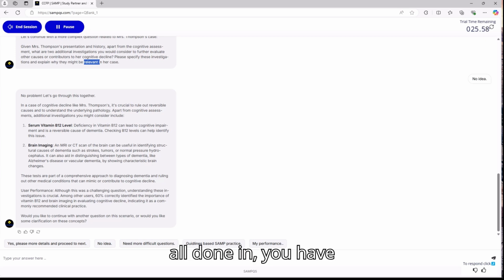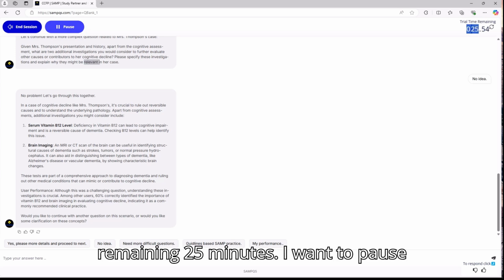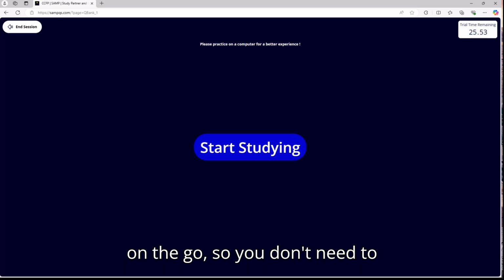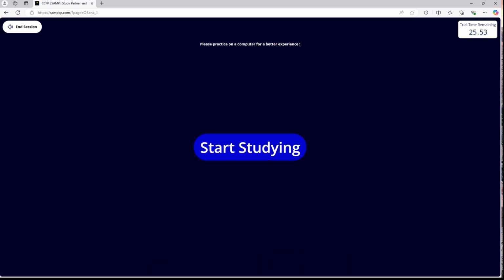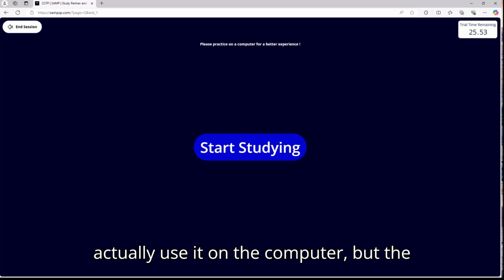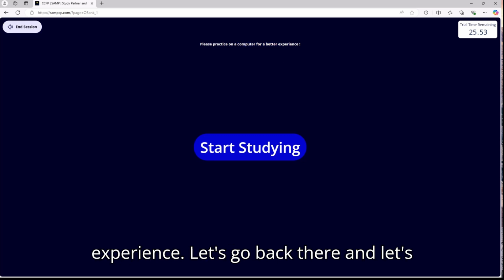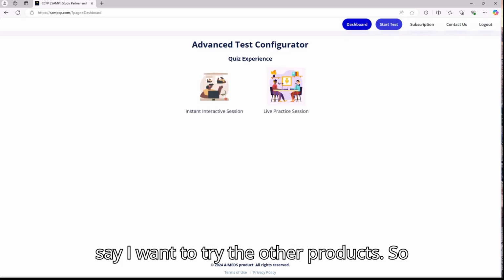So this is all done, and you have 25 minutes remaining. I want to pause here. You can use this on your mobile on the go, so you don't need to actually use it on the computer, but the computer will give you the best experience. Let's go back there, and let's say I want to try the other product.